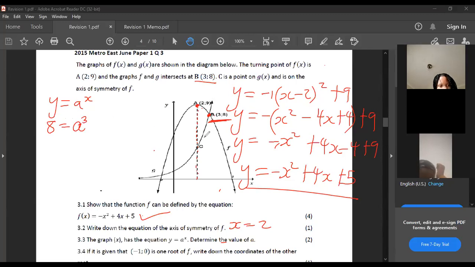I'm looking for the base. My exponent is 3. Am I able to change 8 to have an exponent of 3? Yes, I can, by saying 2 to the power 3 is equal to a to the power 3. Now I've made the exponents the same. As soon as the exponents are the same, that means the bases are also equal. So your a is 2.